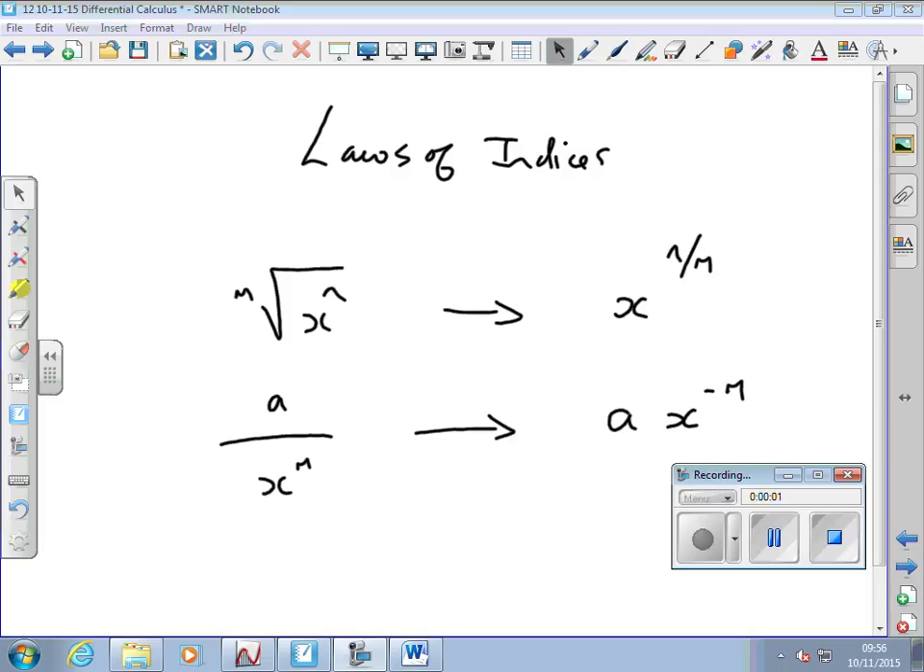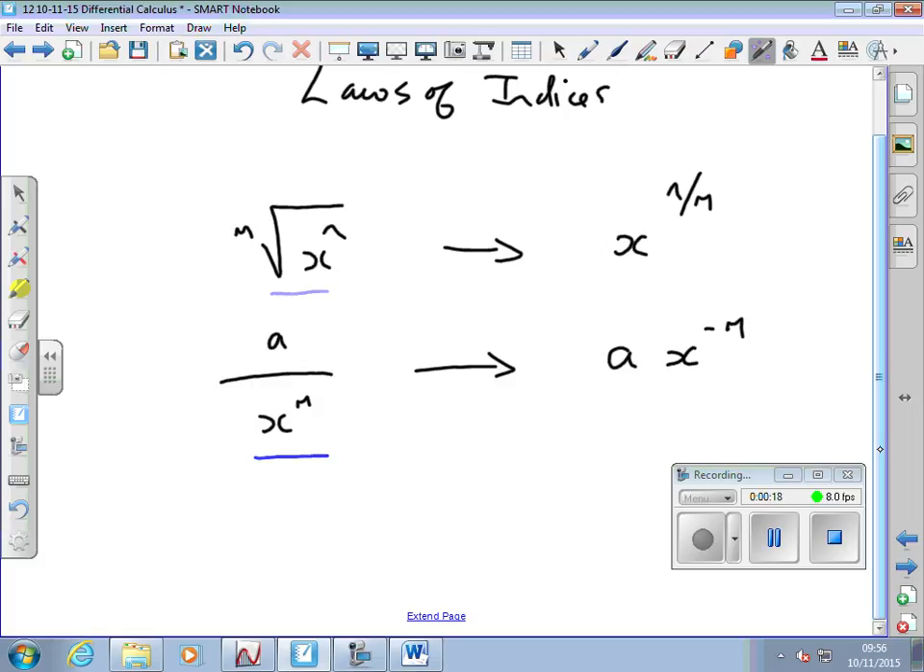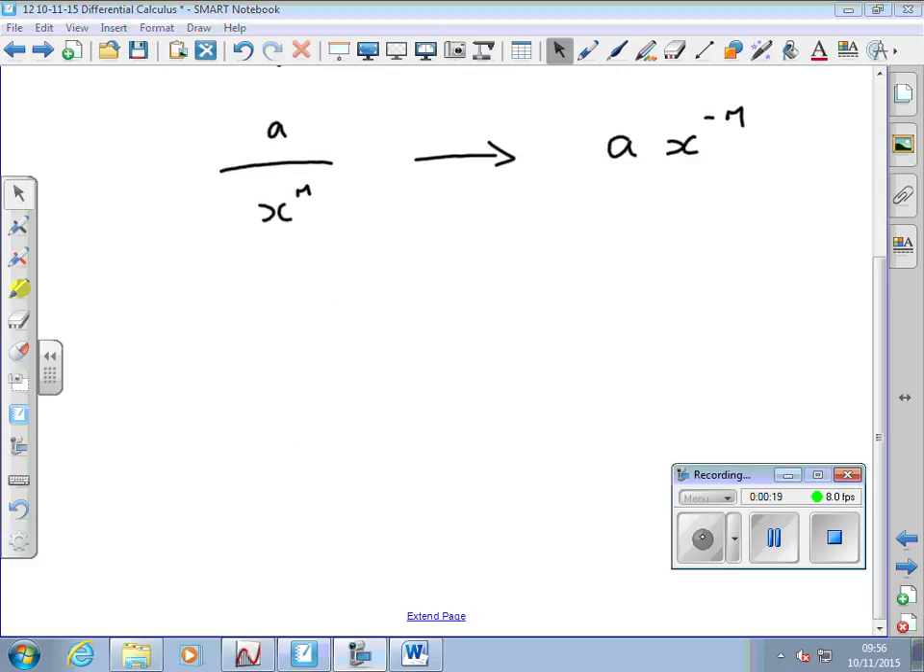So laws of indices come in handy with this. Two in particular are worth adding to your table of standard derivatives, these two laws of indices, for roots and for inverse functions. So let's look at a couple of examples.